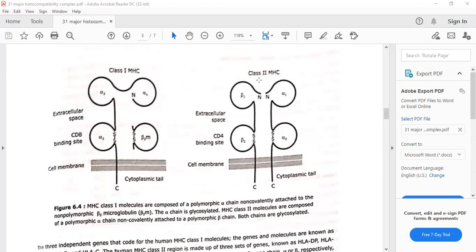It is not anchored in the MHC class 2 molecule. The peptide will flank here, meaning only one single end will bind to the binding groove. This is the binding groove, and only one end of the antigen will bind here. So this is the structure of the MHC class 2 molecule.